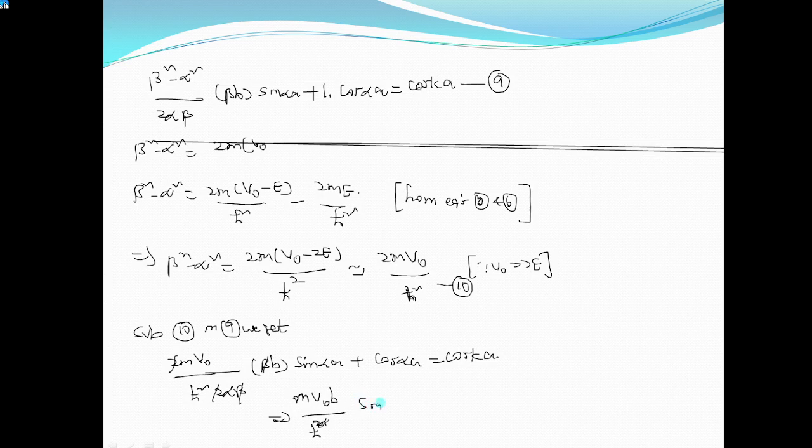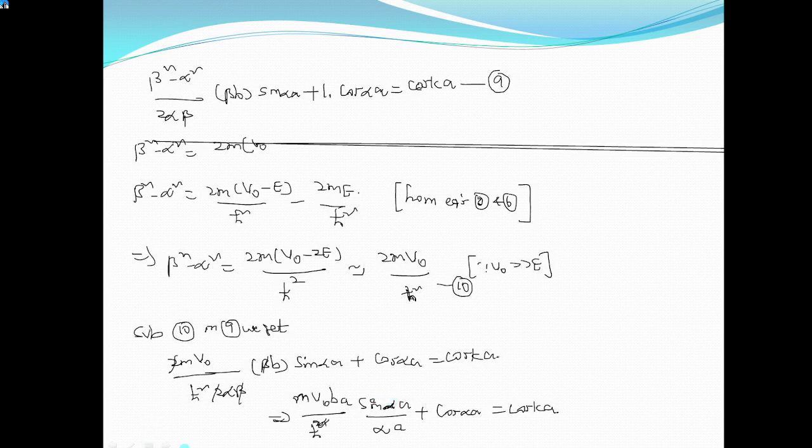See here, what I will do is, here sin alpha a, here alpha also there, divided by alpha. This is the remaining term. But here I'll multiply with a and I'll divide with a. So m V naught b a by h cross square, sin alpha a by alpha a plus cos alpha a is equal to cos Ka. Okay. So this is the equation after modification.